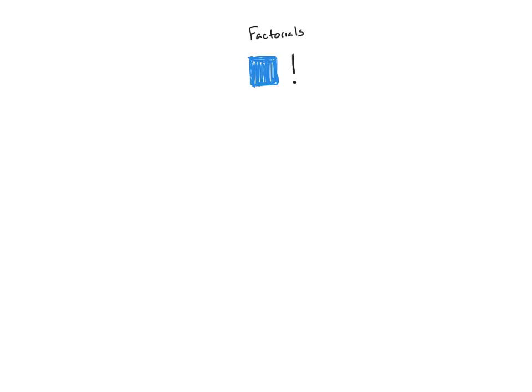A concept you may or may not have seen in algebra is the idea of what's called a factorial. A factorial is represented by using this exclamation point here. And so I can put anything I want in the blue box, and after it write the exclamation point, and it'll mean that number factorial. So let's go ahead and look at an example.